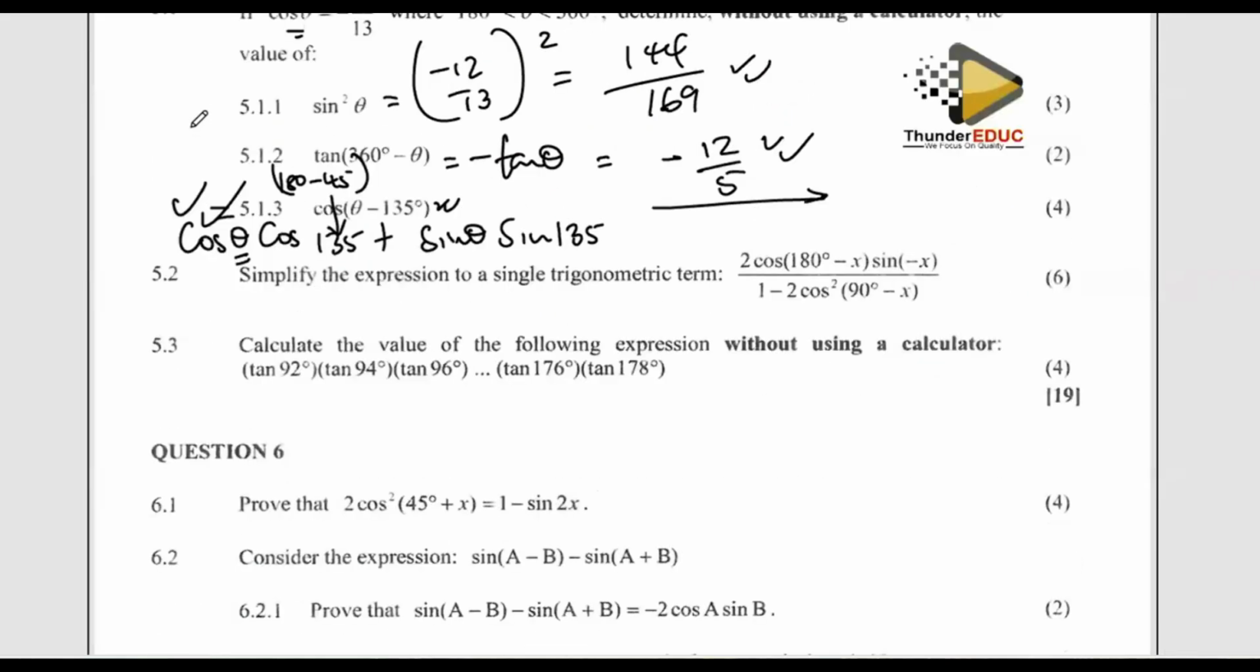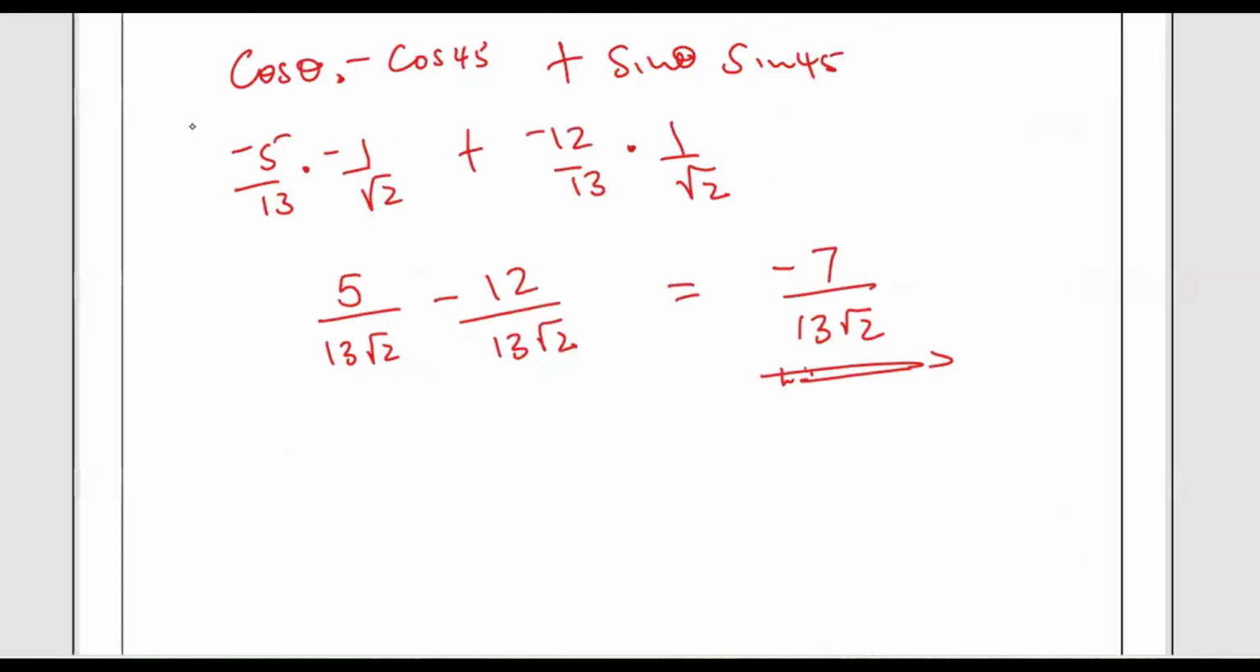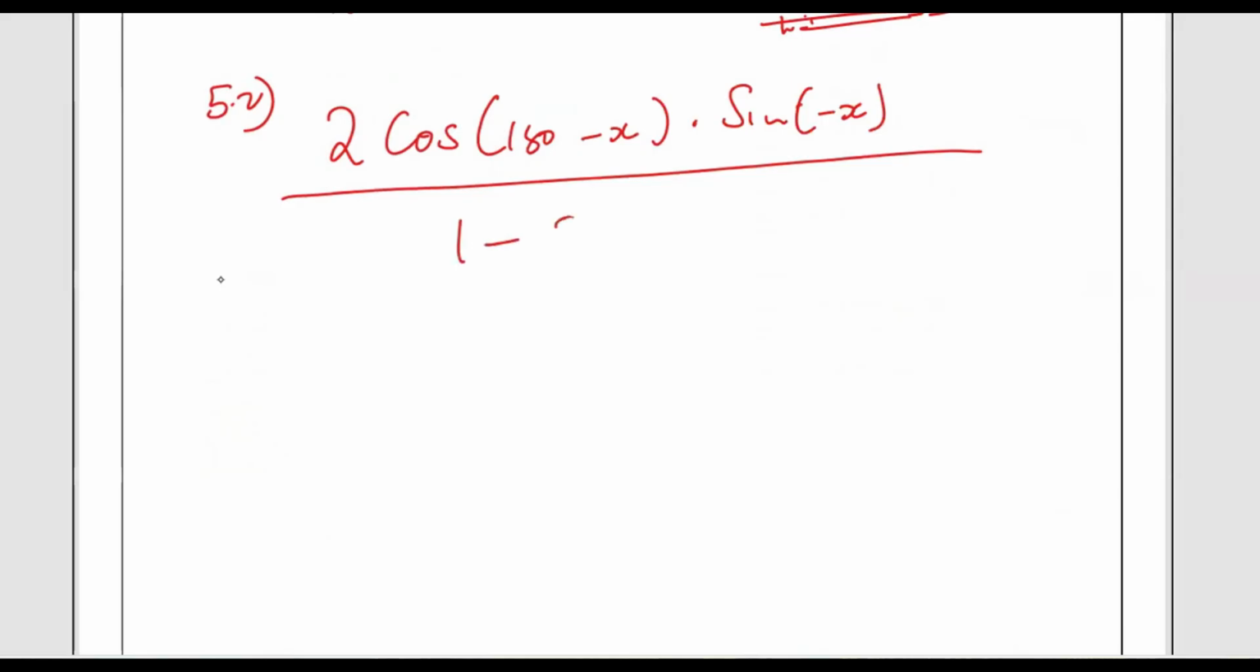Then 5.2. We've been told that we have 2 cos of 180 minus x multiplied by the sine of negative x, and then we are dividing this by 1 minus 2 cos squared of 90 minus x. To answer this question very fast, we need to do the reduction. This is the second quadrant, the cos is negative, okay?